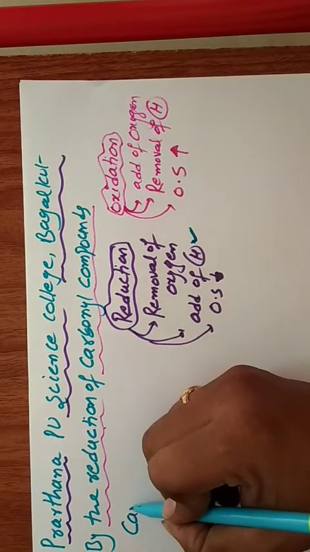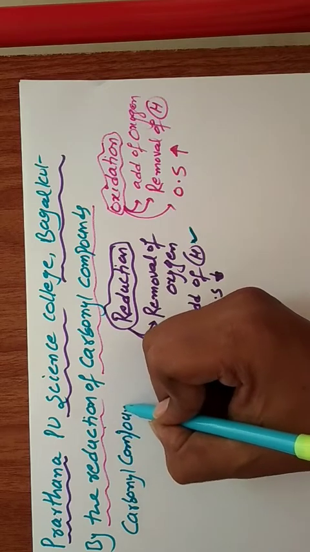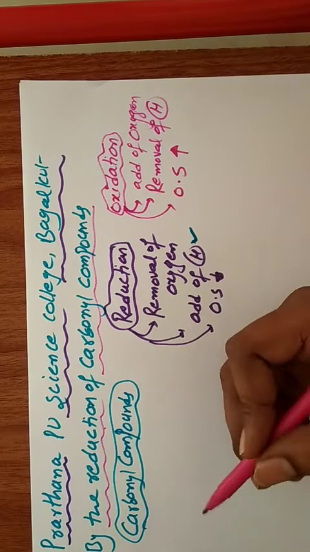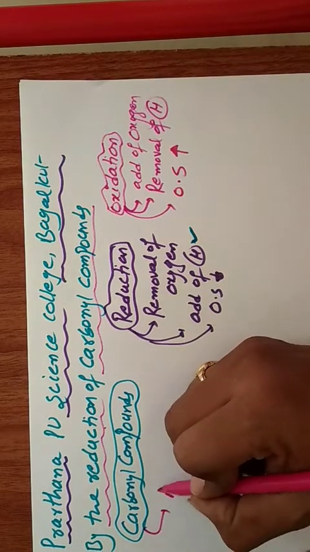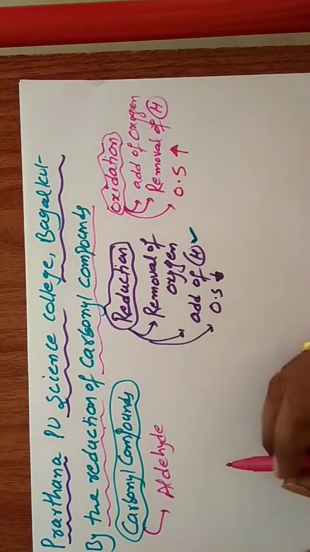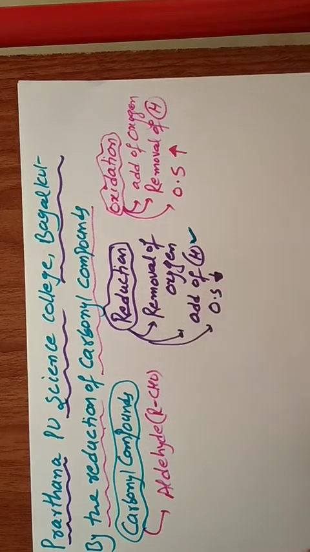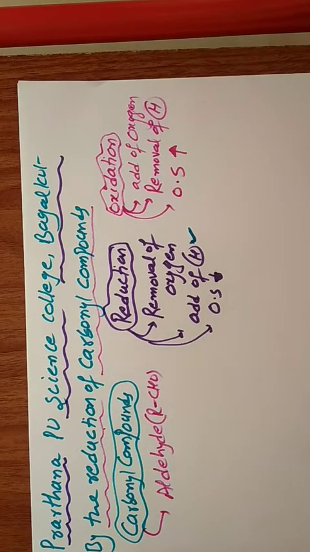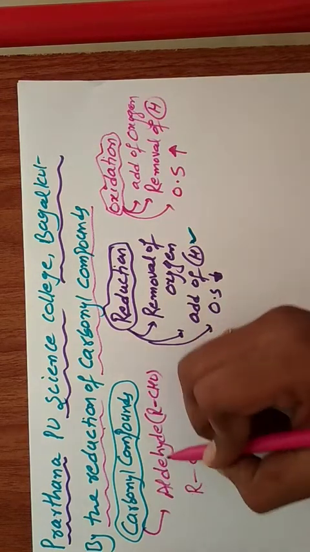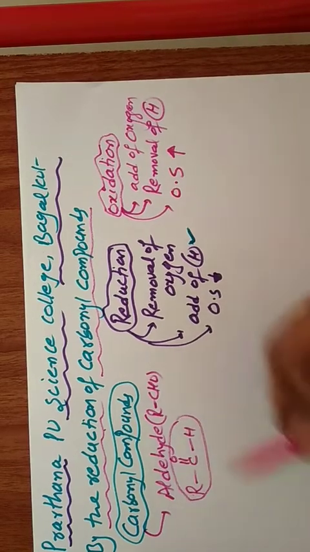Carbonyl compounds are generally taken as aldehydes or ketones. What are aldehydes? What is the general formula of aldehyde? R-CHO, already you know this from first PUC. What is the open structure? R-C double bond O-H. This is the open structure of aldehyde.